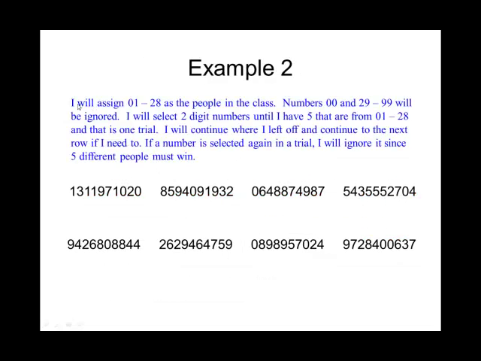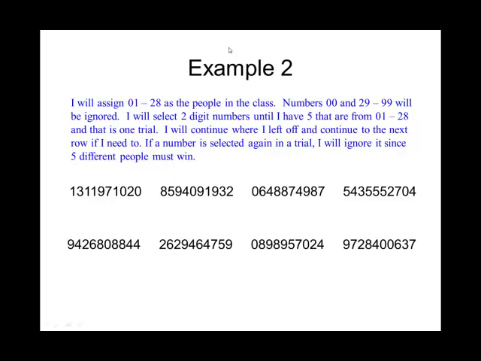So, my description of my simulation: I will assign 01 to 28 as the people in the class. Numbers 00 and 29 through 99 will be ignored. The reason I'm going to ignore them is because I only have 28 people in class and they're all going to be assigned a number. And if I get a number that's not between 1 and 28, what do I do with them?